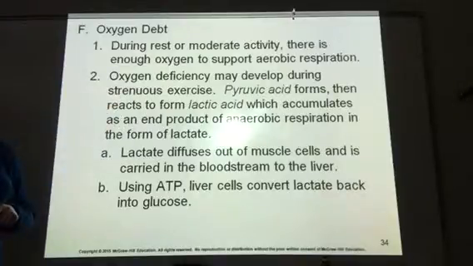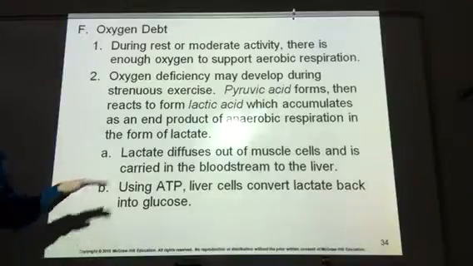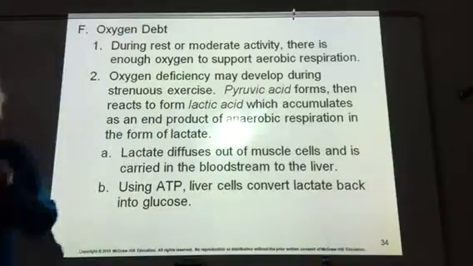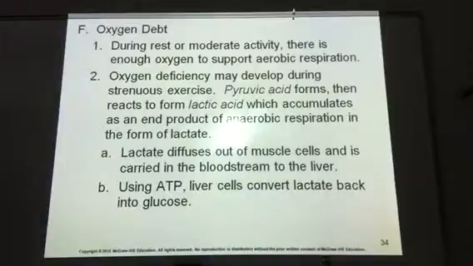Then pyruvic acid is formed and it is broken into lactic acid, and lactic acid then will build up in your muscles, and lactic acid is what can cause that burning in your muscles and sore muscles after you've had strenuous exercise. So those sore muscles that you have are a result of your muscles not having enough oxygen, and that happens during strenuous activity.